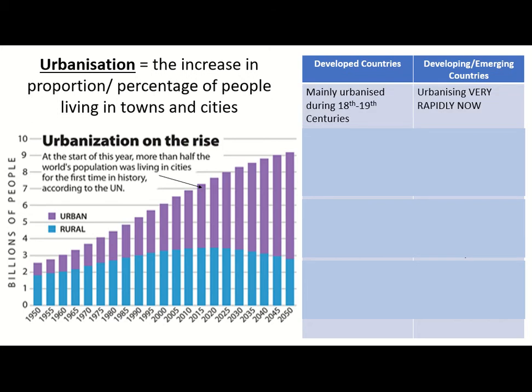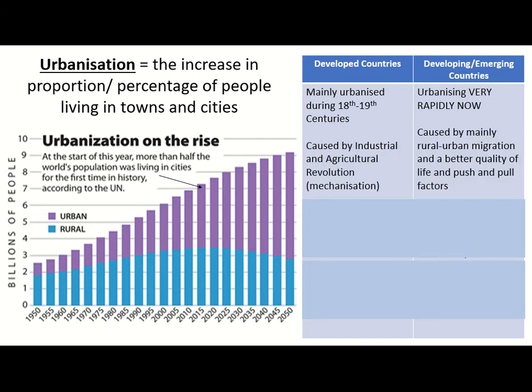So a bit of a comparison between the two, because you need to know about how urbanisation has occurred in both developed countries and developing and emerging countries. So developed countries, I've already mentioned, have urbanised already. Largely they urbanised between the 18th and 19th centuries, whereas developing and emerging countries are undergoing their rapid urbanisation right now.